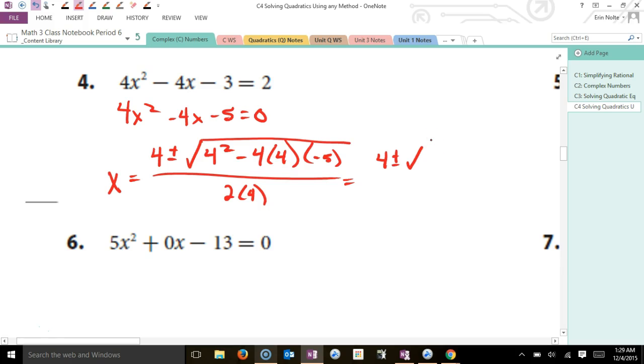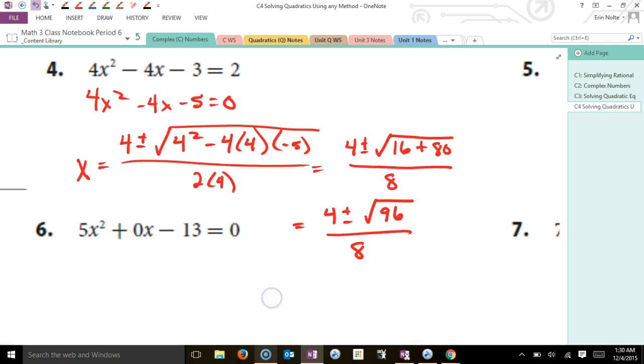Okay, so on the inside I have 16. 4 squared is 16. And then, does everybody see I have minus negative? So I'm going to say plus. And then I'm going to multiply 4 times 5 first, because that's a nice, easier number to work with. 4 times 5 is 20, and 20 times 4 is 80. Like 80, that's not too bad, all over 8. So what's 16 plus 80? Ew, 96. That's not as nice as I thought.